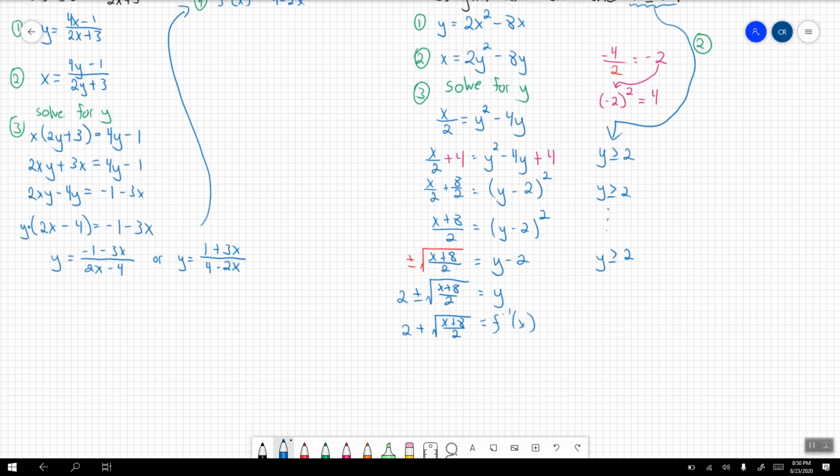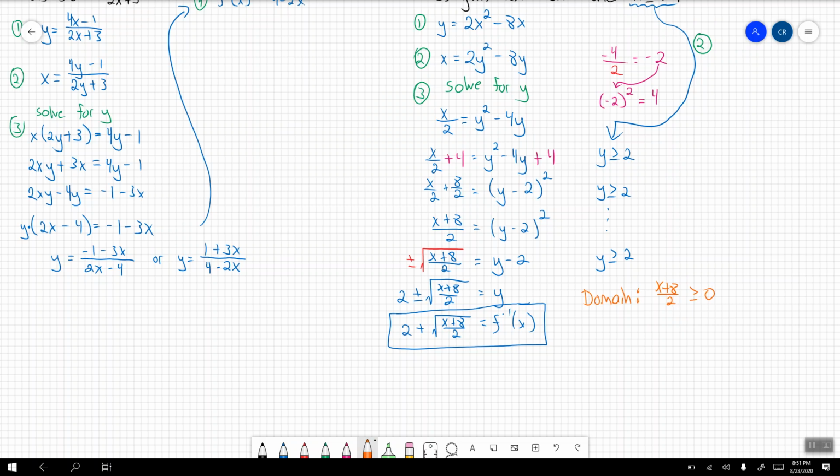Now, we need to extract finally here what is going to be the domain, that restriction. Okay, so in order to find this domain restriction, we need to go with the radicand. This radicand, x plus 8 divided by 2, that's the portion inside of the radical, must be greater than or equal to 0 in order for this to work.